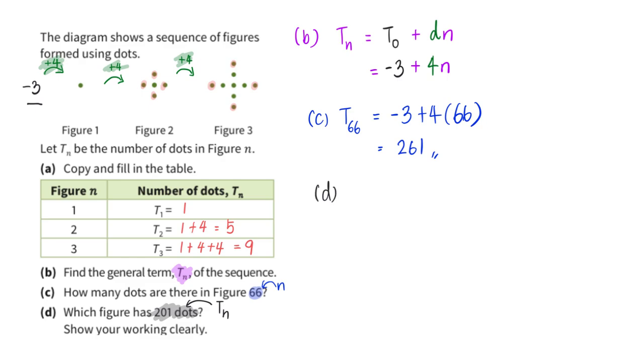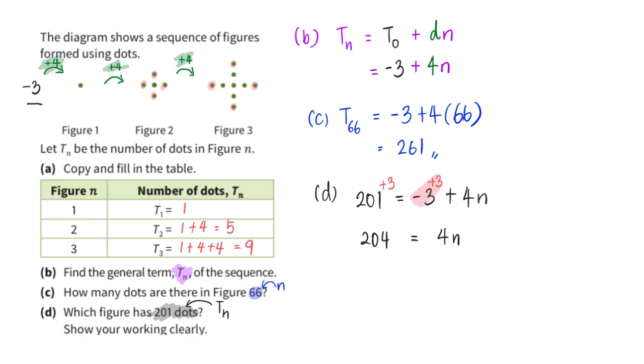Okay, and therefore I am going to substitute into the general term. The Tn now is 201 is equals to negative 3 plus 4n, and just solve for n. So in this case here, I just need to plus 3 on both sides, so that I will get 204 is equals to 4n.